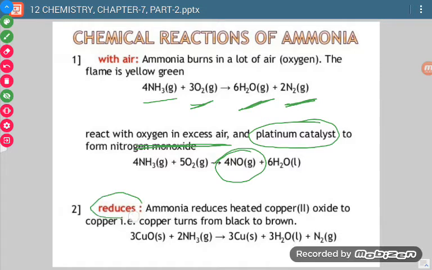Now, does it show reducing character also? Yes, it shows a reducing character also. Just like here we have taken cupric oxide, it changes cupric oxide into copper. So what happened in this process? Cupric oxide has changed into copper. It means there is loss of oxygen from the cupric oxide. So loss of oxygen means there is reduction of CuO. So ammonia has caused this reduction. So it means ammonia is acting as a reducing agent.